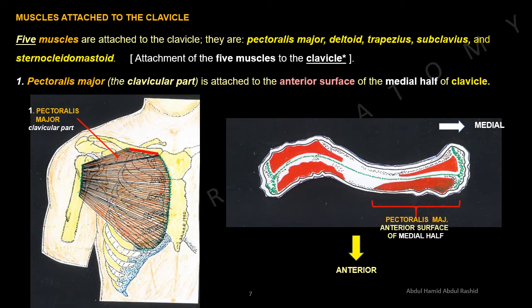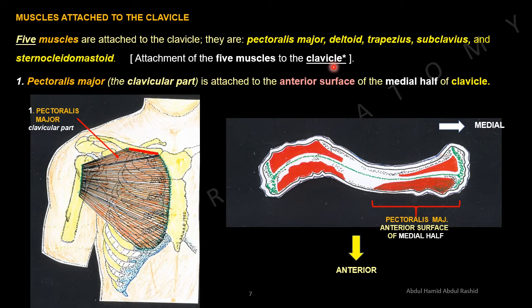Muscles attached to the clavicle. Five muscles are attached to the clavicle. They are pectoralis major, deltoid, trapezius, subclavius, and sternocleidomastoid muscles. So this topic is the attachment of the five muscles to the clavicle.